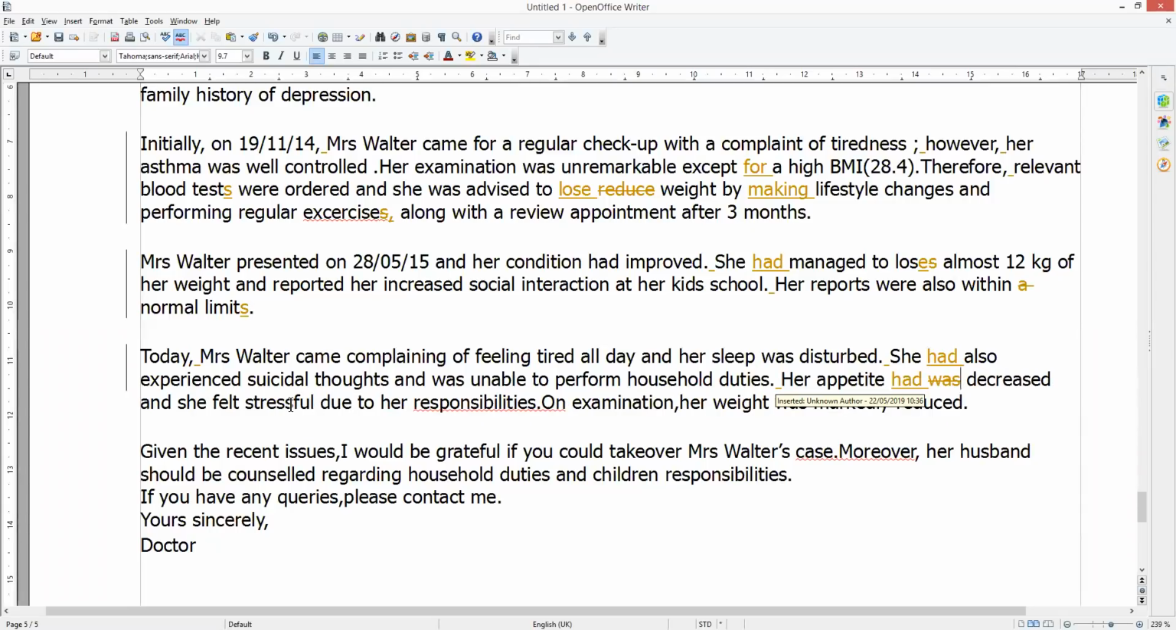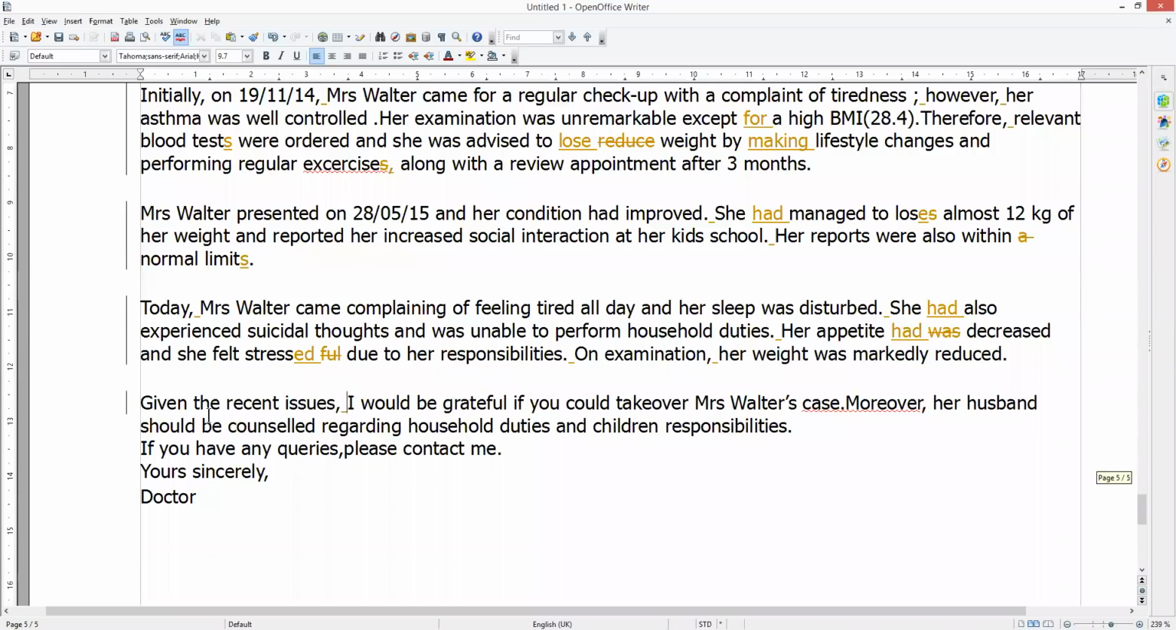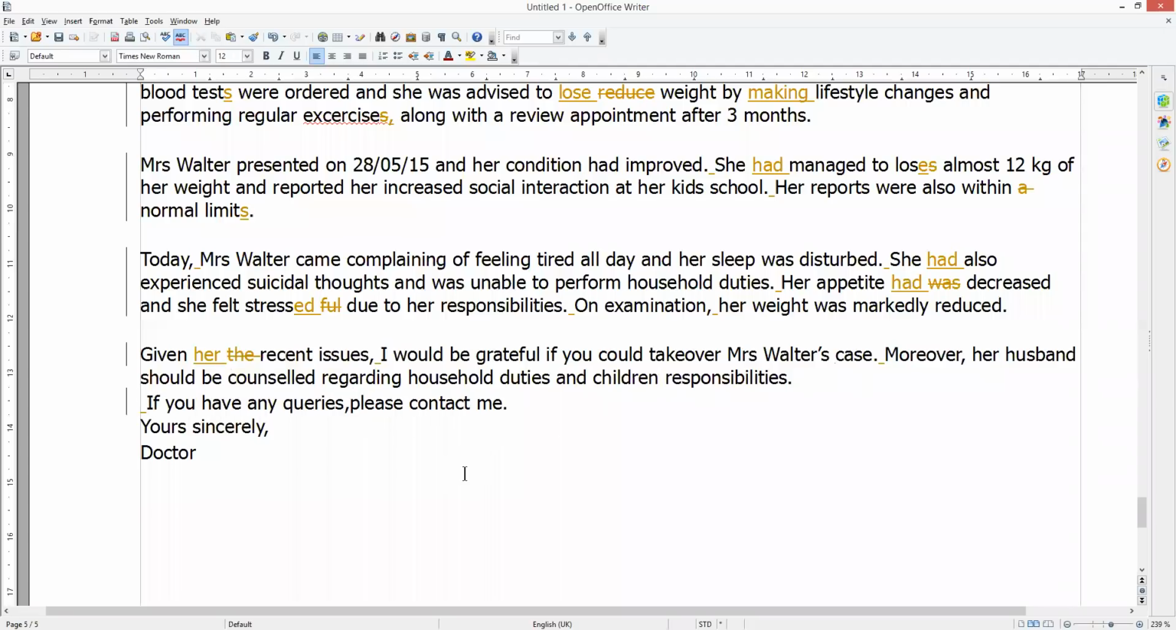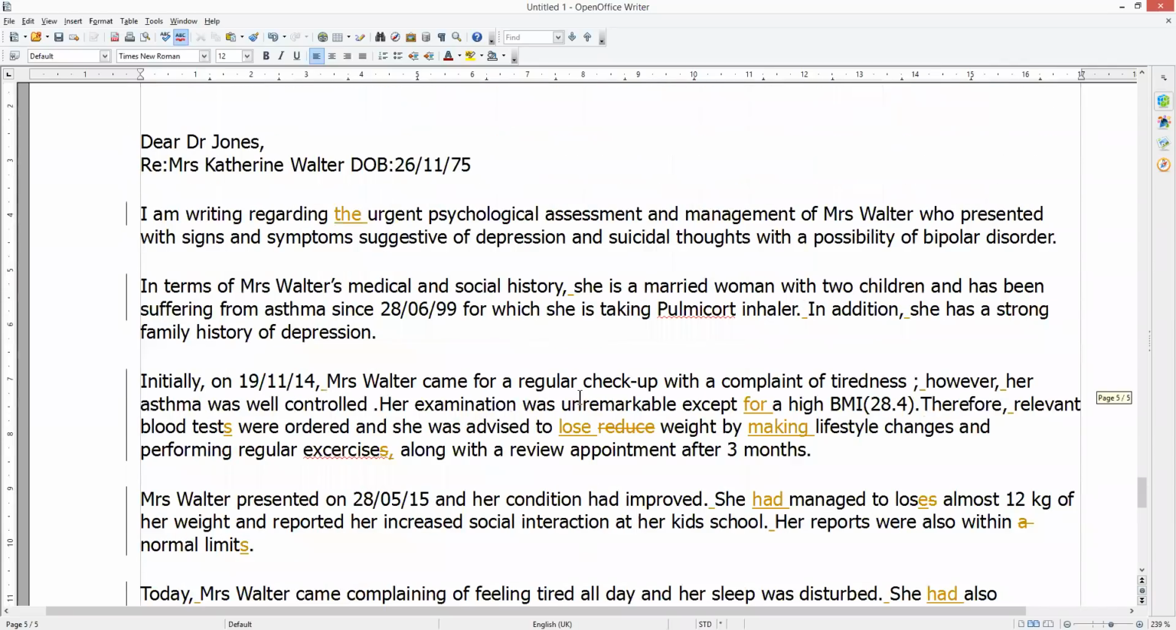I feel stressed due to responsibilities. I think stress, not stressful. Stressful is an adjective. On examination, her weight was markedly reduced, given the recent issues, or her recent issues is better, use a pronoun here. It would be great for you to take on Mrs. Walter's case, moreover, her husband should be counseling how to do some children and child responsibility. Okay. Any queries, please contact me. Yours sincerely. Okay. That's not so bad.